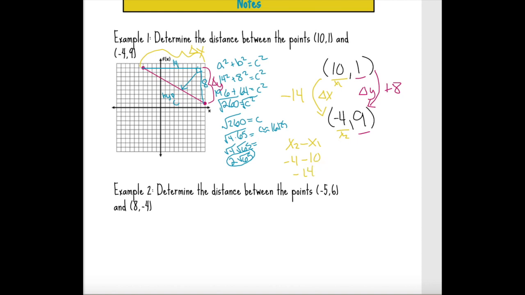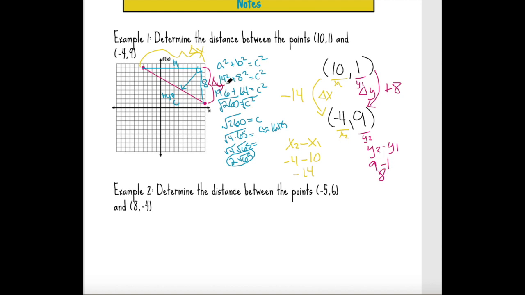I can do something similar to find my change in y. I would now do y2 minus y1. The point that I wrote second would be y2, and the point I had first would be y1. y2 was 9 and y1 was 1, so when I subtract, I get 8.